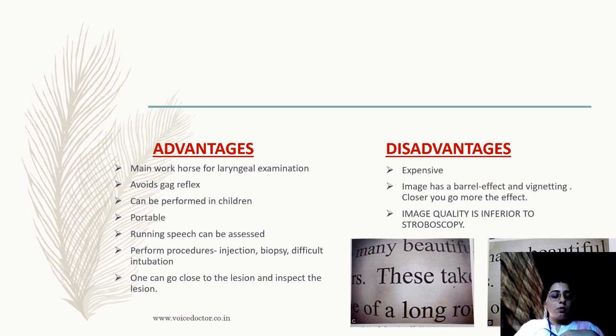You can move and travel, you can take it to various other hospitals. The patient can sing and talk, so you can assess when the patient is trying to speak or to sing. You can also perform certain procedures such as injections and biopsies. In patients who have no mouth opening, when you take them into anesthesia, putting in an anesthesia tube can be very challenging, and hence, with the help of a flexible system, you can put in an endotracheal tube through the nose. With the flexible system, you can go as close to the lesion as possible and inspect it well.